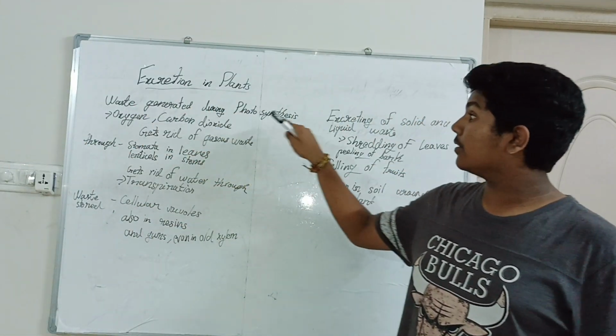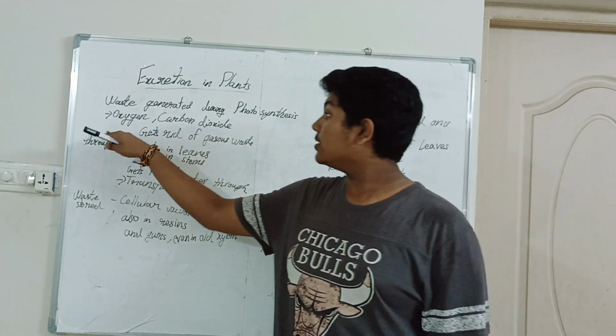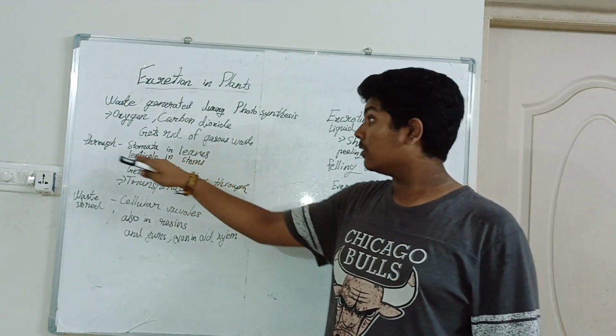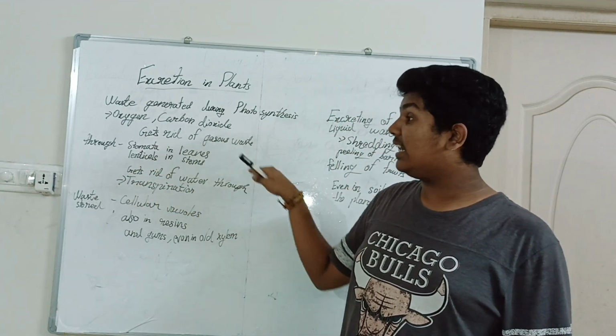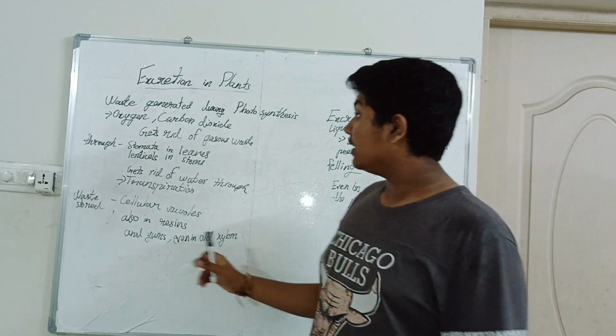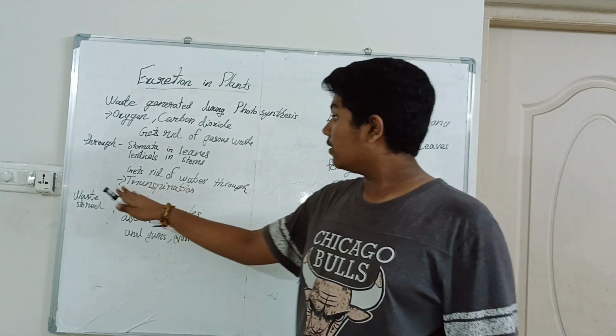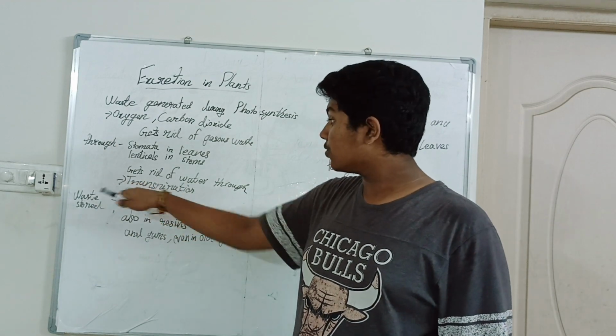Waste generated during photosynthesis: oxygen and carbon dioxide. How does it get rid of gaseous waste? It is through stomata in leaves and lenticels in stems. Then how does it get rid of water waste? Through how? It is through transpiration.